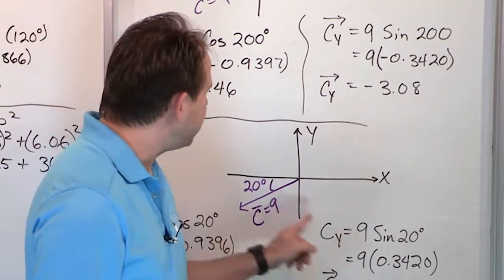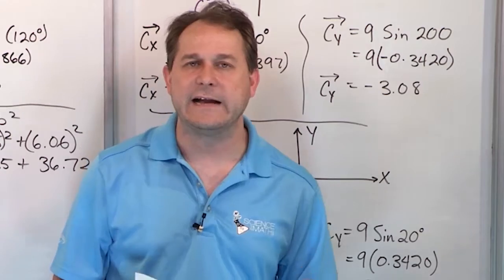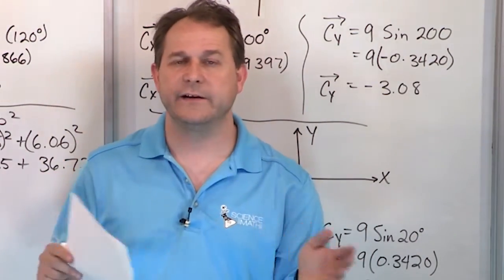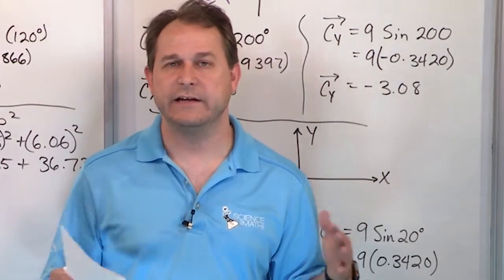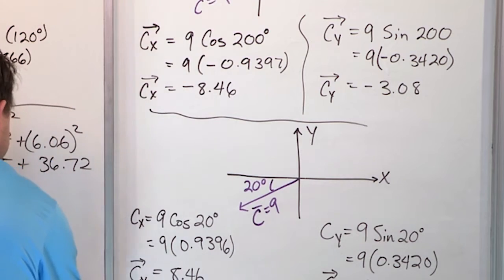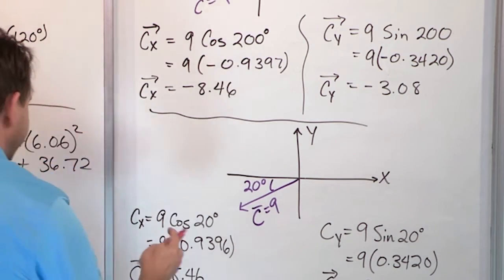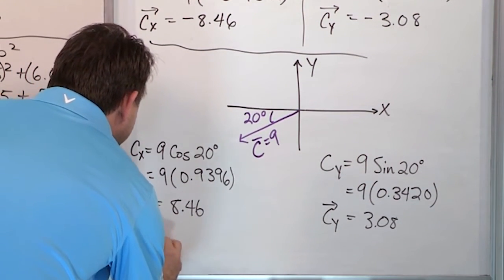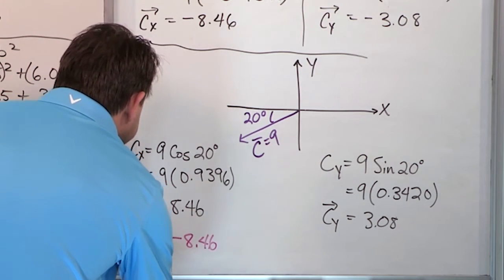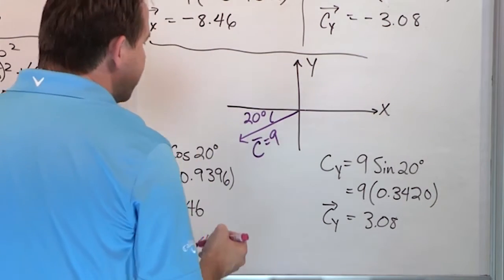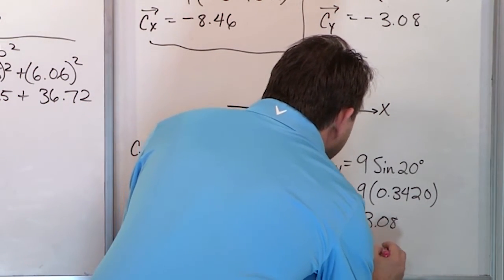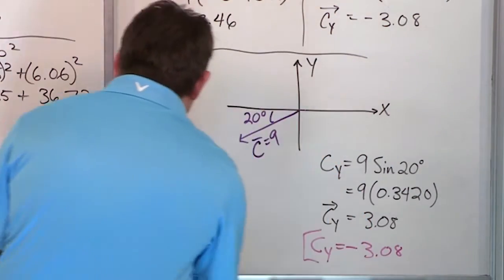So the numbers you get when you use interior angles like that, it's totally fine. But then you may have to add a sign, negative or positive, basically a negative sign, if the vector is actually pointed down or to the left. So in this case, the component is not positive 8.46. It's negative 8.46. And this component is not 3.08. The component is actually negative 3.08. And this is what you would use.